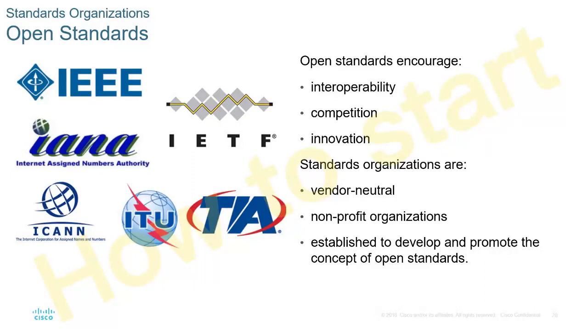We have lots of standards, and each standard is managed by a group. These groups are typically nonprofits, and they are classified as open standards. The standards allow for interoperability, competition, and innovation. And they should be vendor neutral nonprofits, and they help to establish and develop these standards, things like IEEE, IANA, IETF, TIA, ITU, or ICANN. Each of these groups provide vendor-neutral structure to communication.